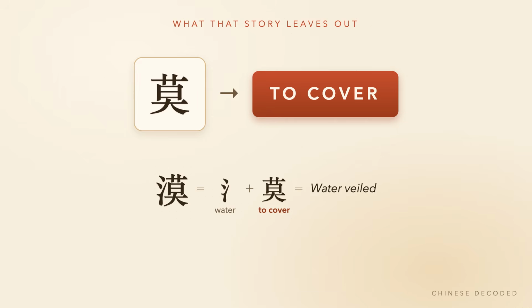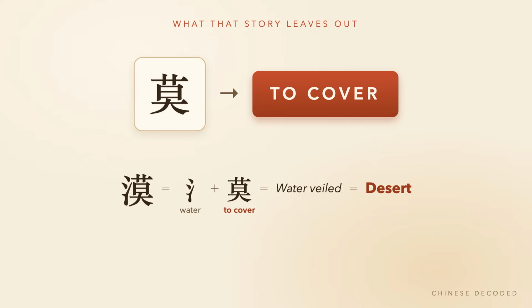Mo isn't just a sound marker. It stands for a concept, to cover. Now watch the desert assemble itself. Water plus cover. The water is covered over, veiled away. A land whose water is hidden, that is, desert. Once the missing meaning is in place, the water radical mystery resolves naturally. And it does not stop there.